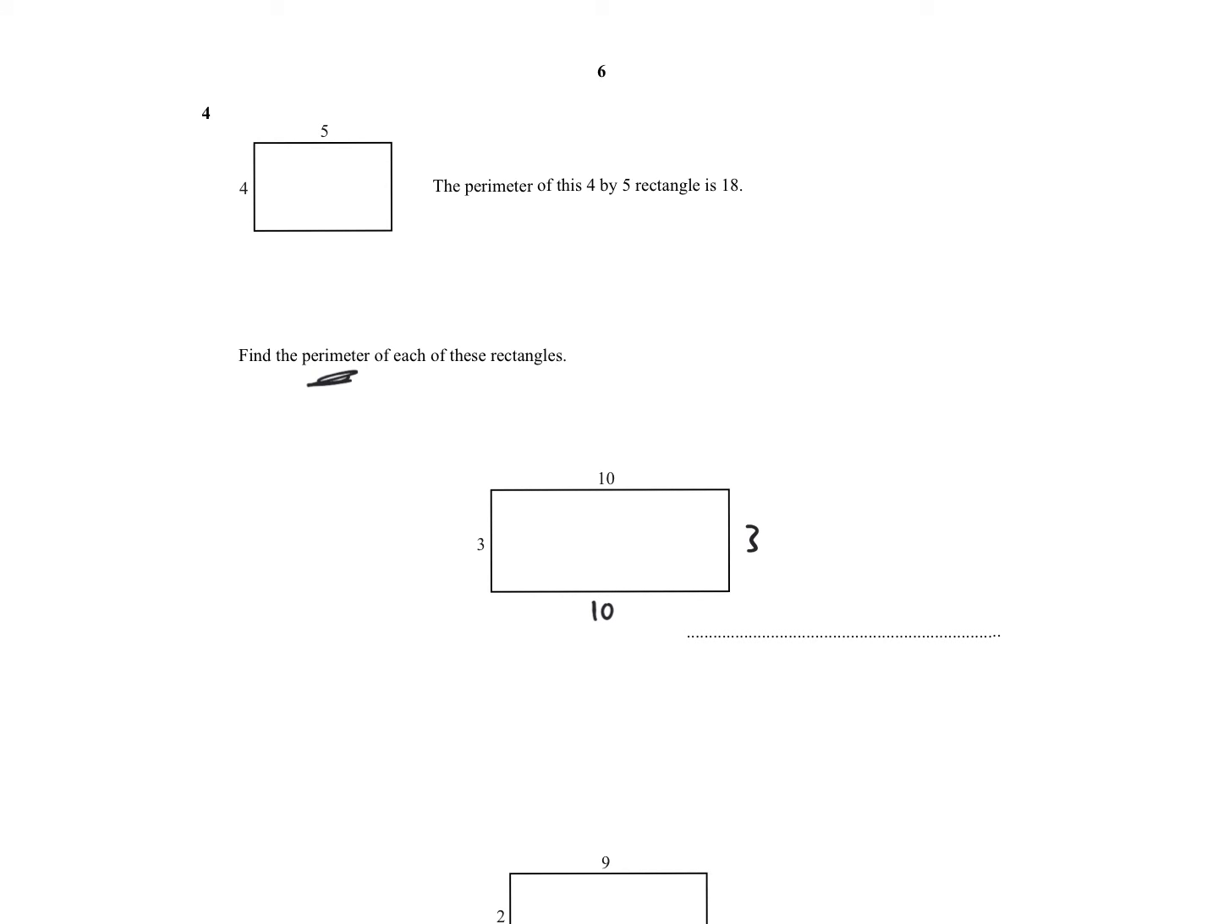So perimeter there is 10 plus 10 plus 3 plus 3. And so that's 26.